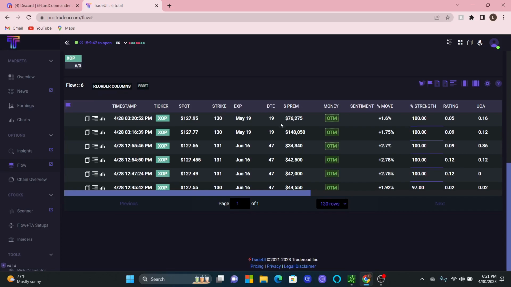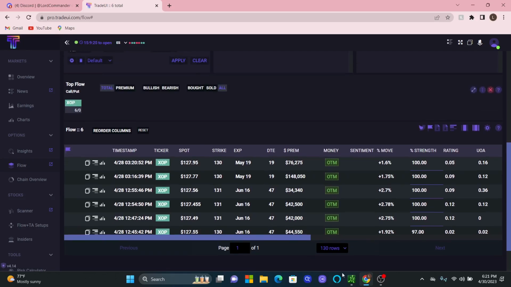The days till expiration is 19 days to 47 days. We have a large premium contract for $148,000 here. The upside is only 1.75%, so it's really not a big move, but in hindsight, it's a big move for the certain amount of time here. So if you sold puts on this, it gives you a lot of opportunity to collect a lot of theta and potentially get a 50%, even up towards the 80-100% return if the trade works out like that.